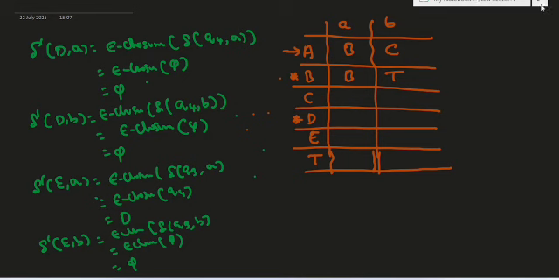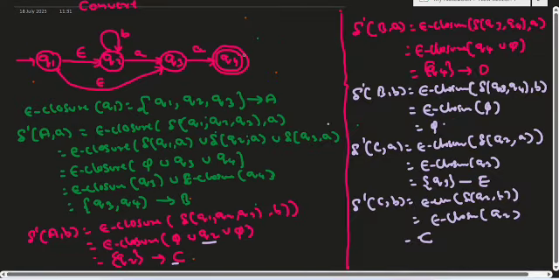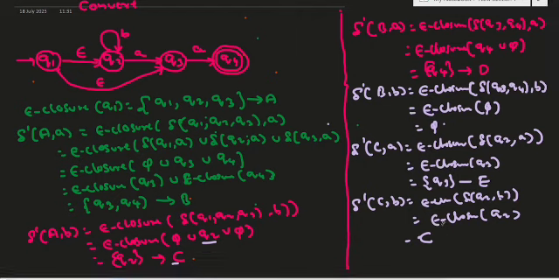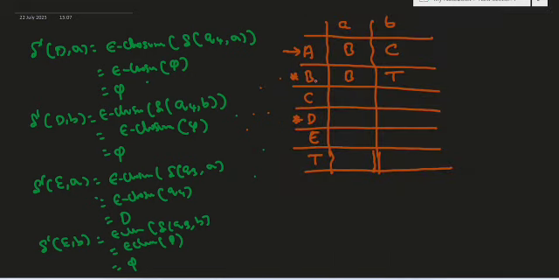Now, C comma A and C comma B. We will check where C comma A goes. C comma A goes to E, and C comma B goes to C. So it goes to E and C. Here it goes to E and it goes to C.